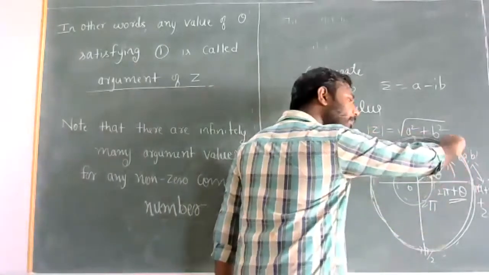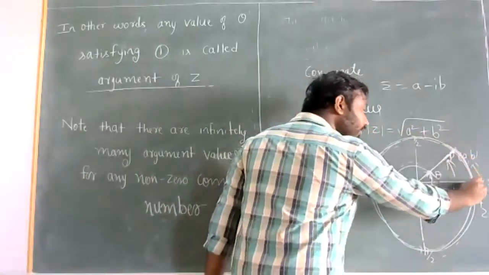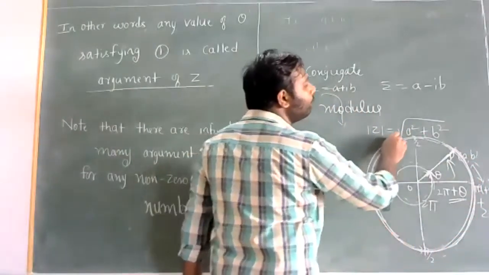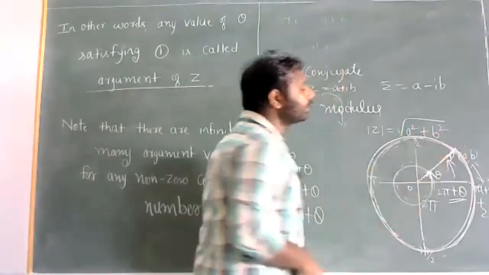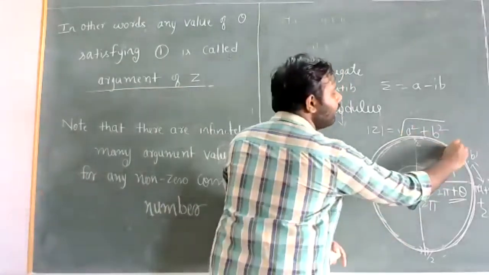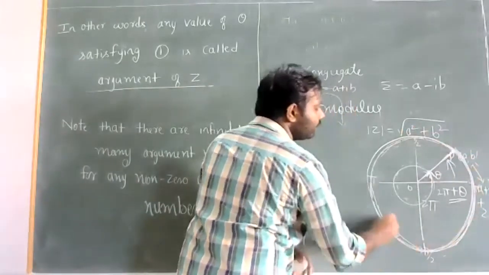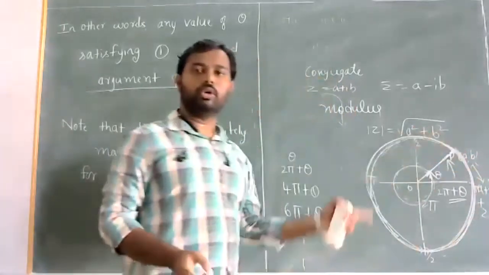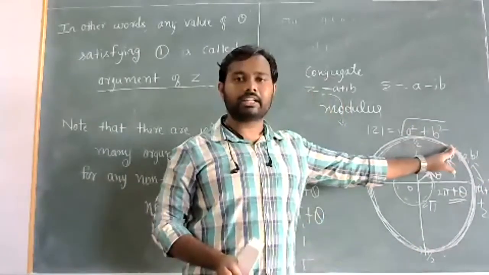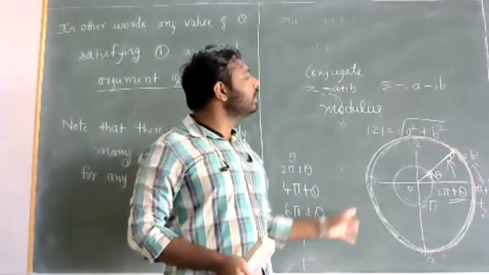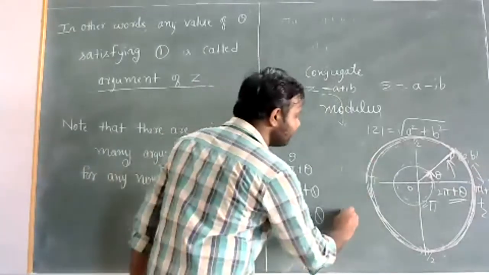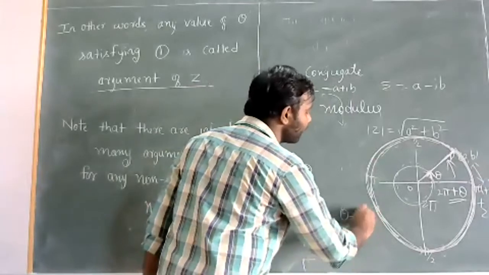Now go back in the clockwise direction and complete a circle. Then you will come back to the same position. Start with P and go in the clockwise direction, complete the circle. So 2 pi. As we are measuring the angle in the clockwise direction, that is, in the opposite direction, that angle will be taken as a negative angle. That is theta minus 2 pi.